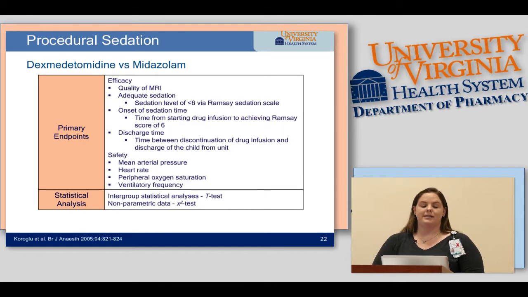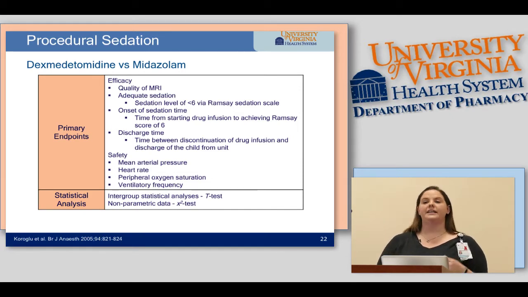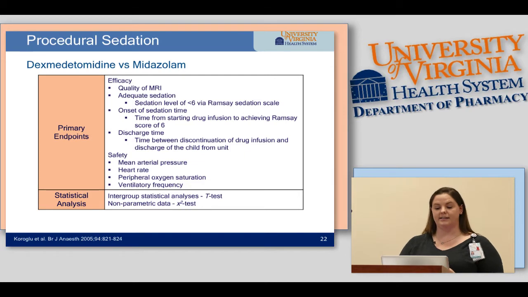The primary endpoints in this study were the quality of the MRI, the adequate sedation, based on a Ramsey sedation scale, where a score of 6 means that there's no response to a loud noise, onset of sedation time, so the time from when the drug was started to achieving that sedation score, and discharge time, so the time from when the drug infusion was discontinued to when the child was discharged from the unit. They also looked at several safety parameters, including mean arterial pressure, heart rate, peripheral oxygen saturation, and ventilatory frequency. I have the statistical analysis listed up there for you.